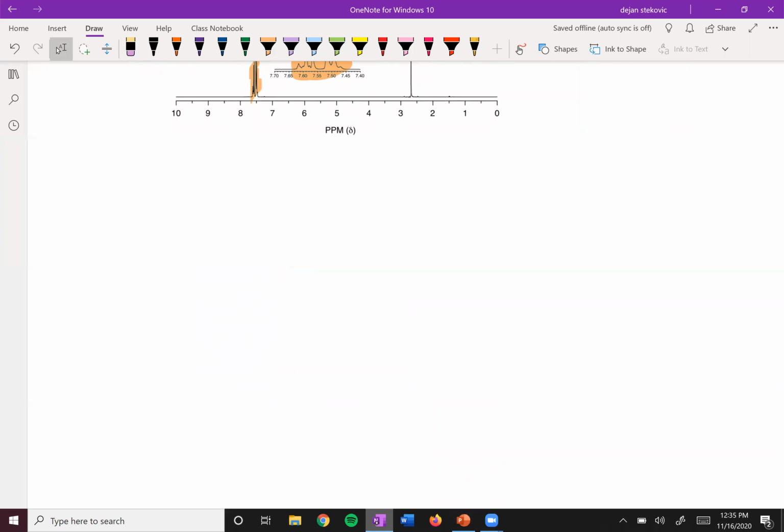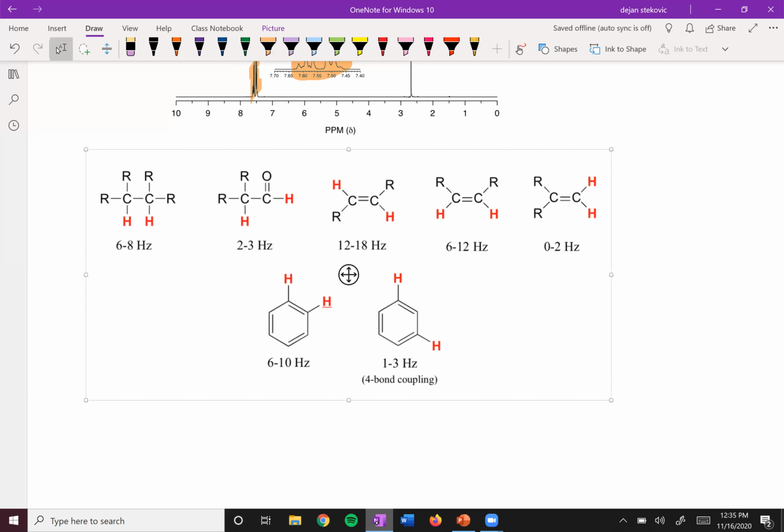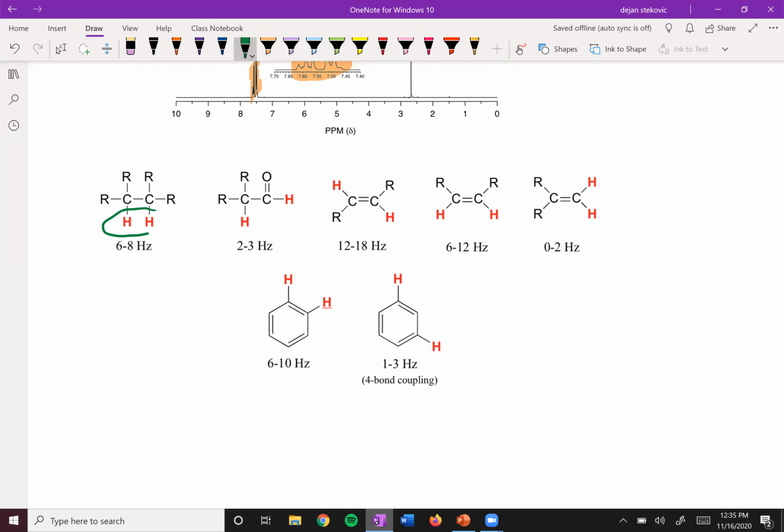Here's just a picture of some generic coupling constants for different types of protons. You can see over here is what we mostly work with, right? This kind of hydrogens next to each other, 3 bonds away. That's about 6 to 8 hertz. You can tell when you have an aldehyde, you get a very small coupling.